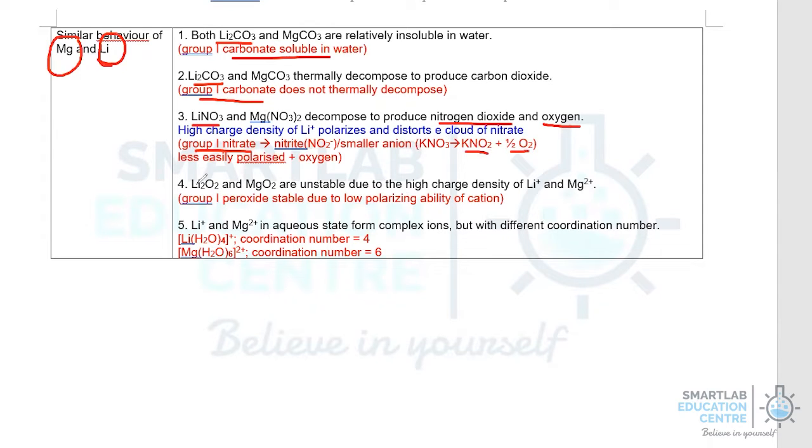Lithium peroxide and magnesium peroxide are deemed to be unstable due to the high charge density. This is again contrary to what we expect, because group 1 peroxides generally are stable, because group 1 has only got a charge of +1. Finally, Li+ and Mg2+ could also form complex ions, and in this case, lithium, being a period 2 element, could only have a coordination number of 4, because it can take up a maximum of only 8 electrons, as it does not have any d subshell. Unlike the case of magnesium, the coordination number can go up to 6, since magnesium has a 3d subshell.